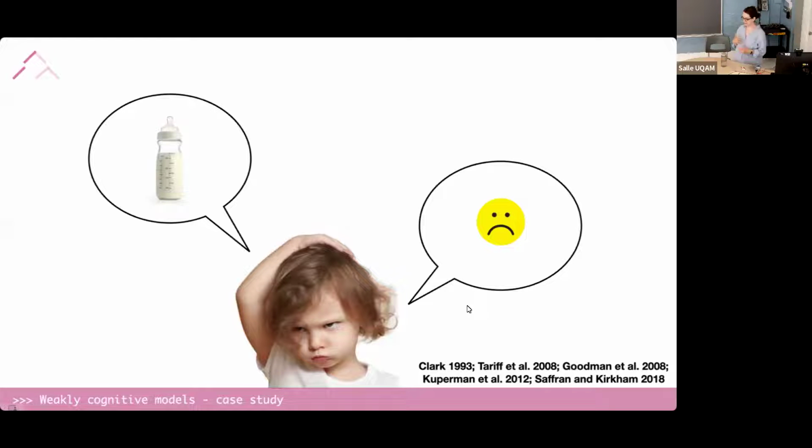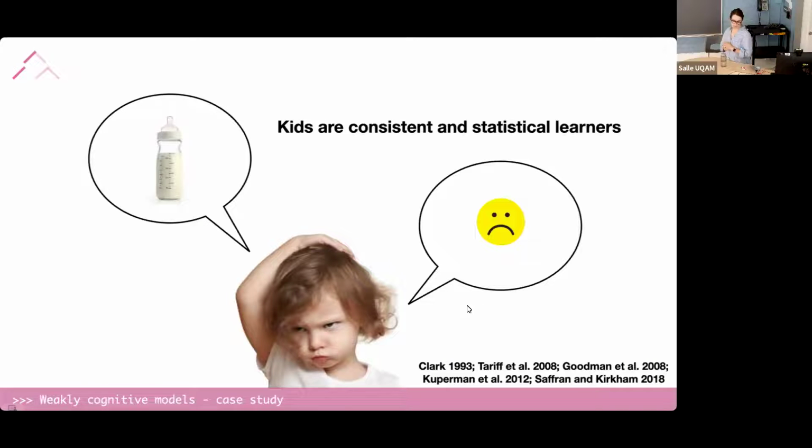And this is because, at least in part, these ordering effects seem to be predicted by how frequently these kids hear these words. Milk is just much more frequent, at least early on in children's input, than a word like sad. And also in terms of how concrete their meanings are. A bottle of milk is something you can point to in the world, it is very concrete, whereas an emotion like sad is much more abstract. So we know that these are two things that do predict these ordering effects. Kids are relatively consistent, and at least on a frequency level, statistical learners in the case of words.